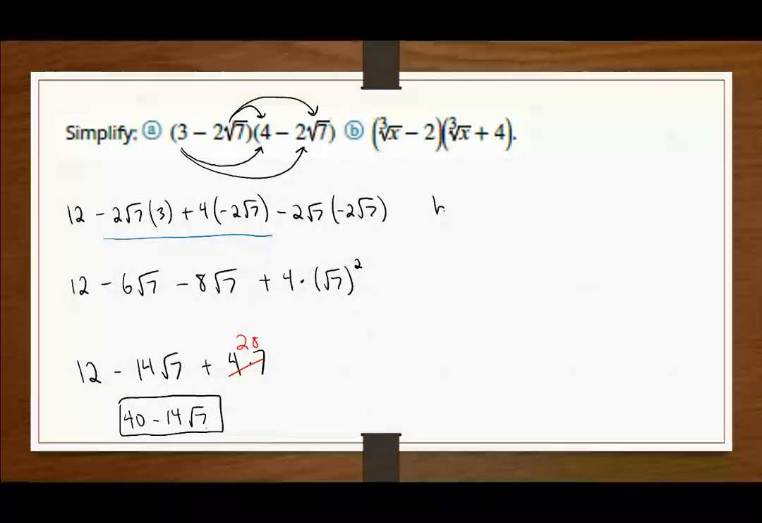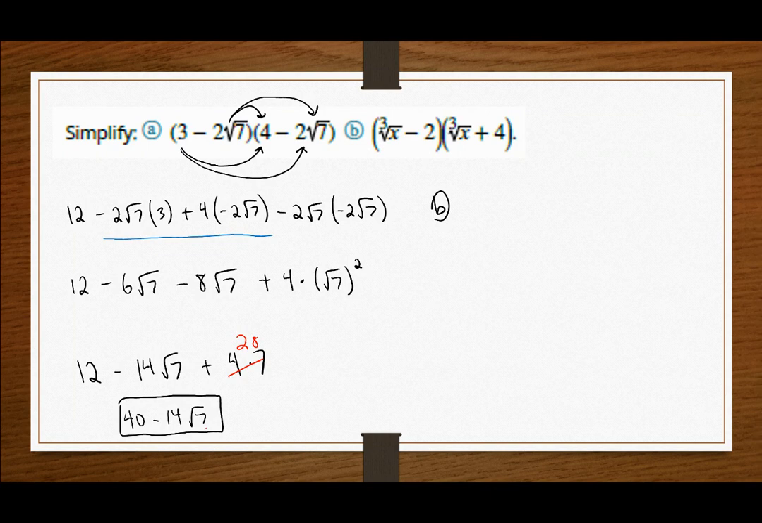In part B, we have a similar type distribution pattern that can be done. Using the FOIL method, we end up with something like the cube root of x times the cube root of x, the cube root of x times 4, -2 times the cube root of x, and then -2 times 4.